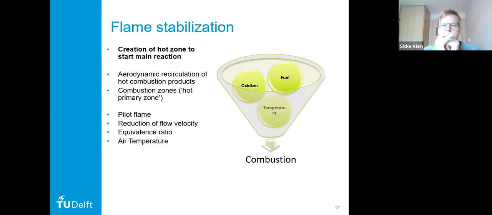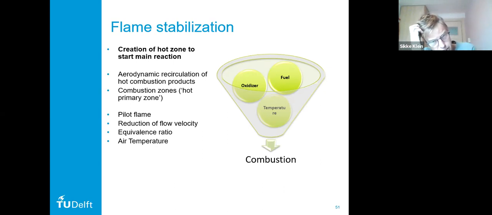Okay, flame stabilization. What's important for flame stabilization, and that's the basis for all burner design, is that we need a flame anchor. The Americans talk about an anchor in all gas turbine combustors. You need a reliable anchor, also if you have load variations, to have stable combustion. And there are two main situations to create such a hot zone.